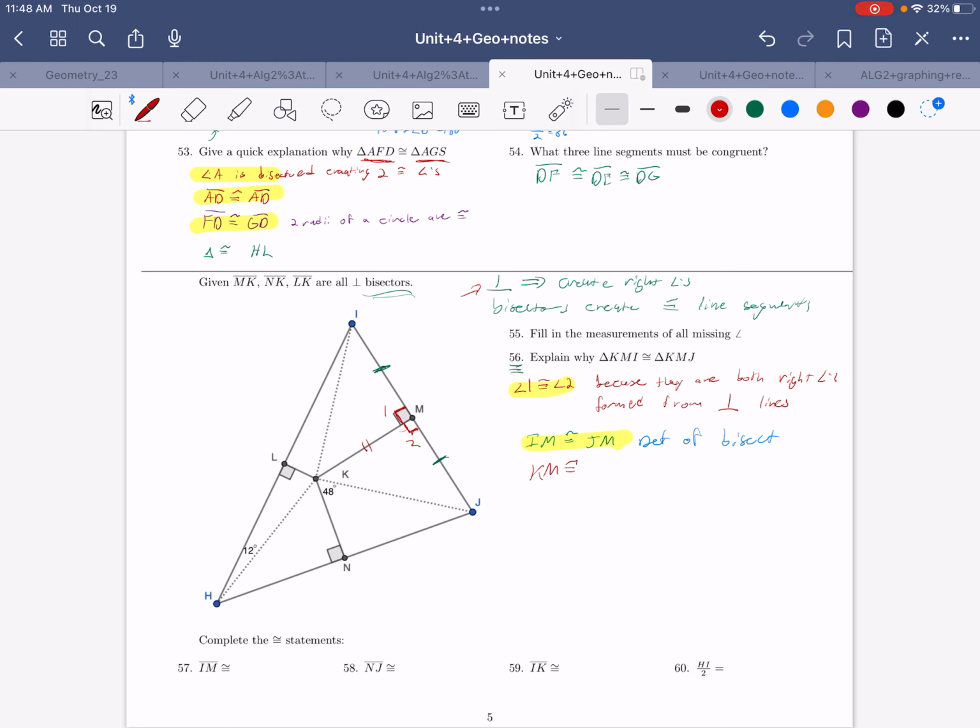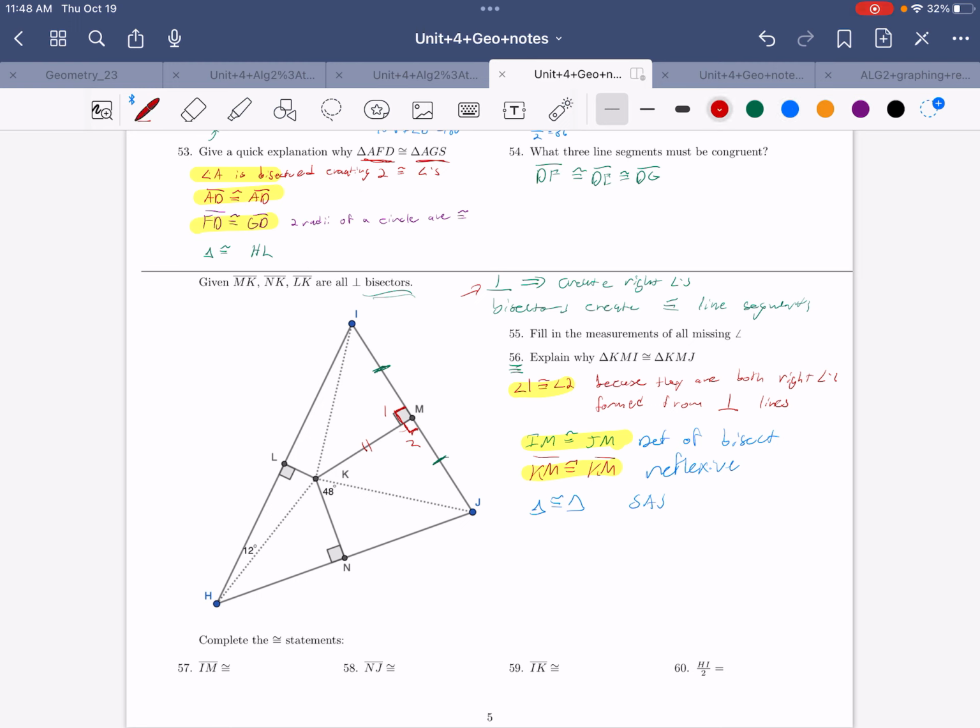KM is congruent to KM. That's reflexive, right? If that's reflexive, that's our 3, and our triangles are congruent. So triangle congruent to triangle through side, angle, side. So we know those two triangles are congruent.